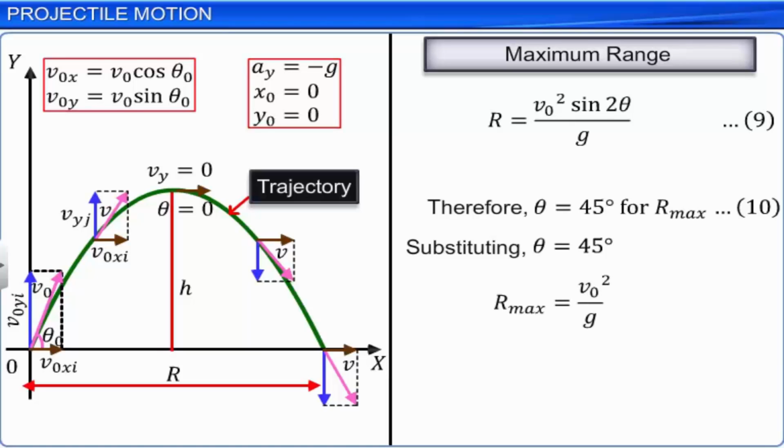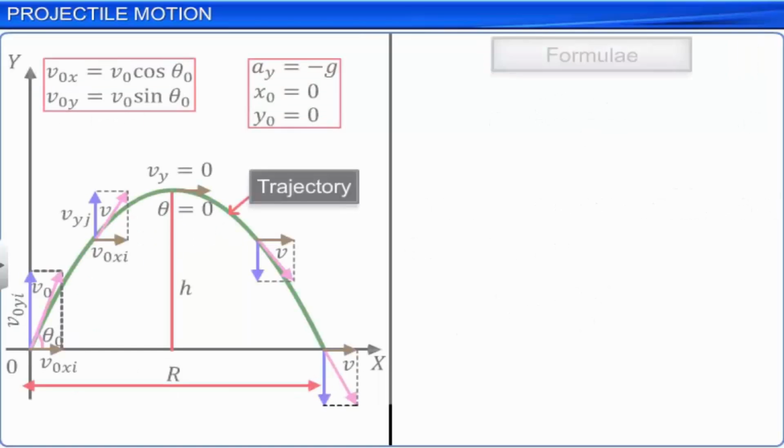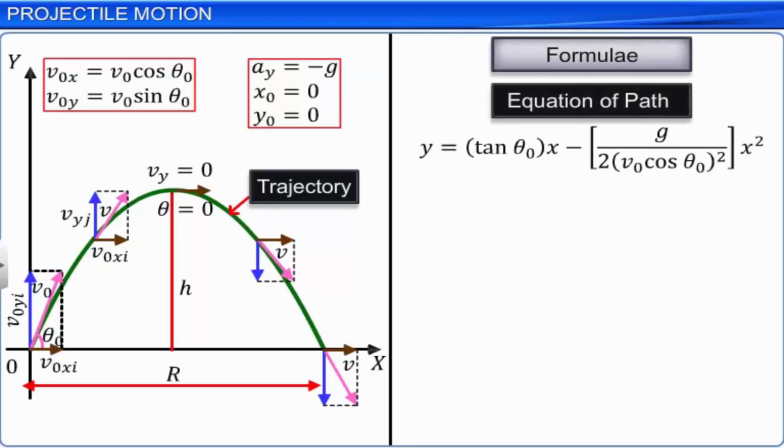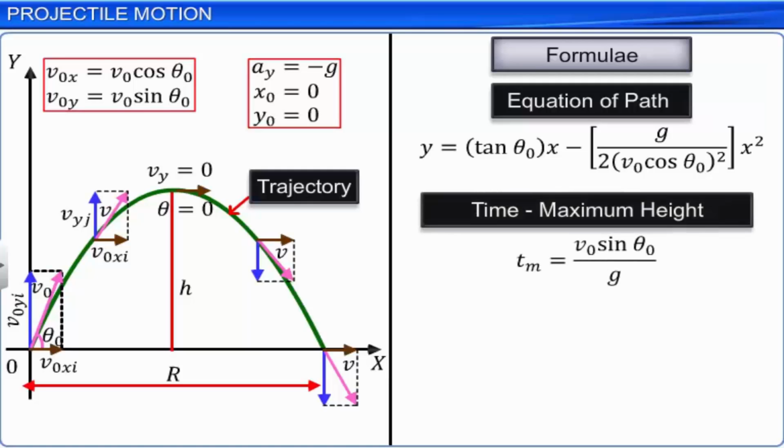The equation of the path for the projectile: y is equal to tan theta 0 into x minus g divided by 2 into V0 cos theta 0 square into x square. Time taken for the projectile to attain maximum height: Tm is equal to V0 sin theta 0 by g. The time of flight of the projectile: Tf is equal to 2 V0 sin theta 0 by g.